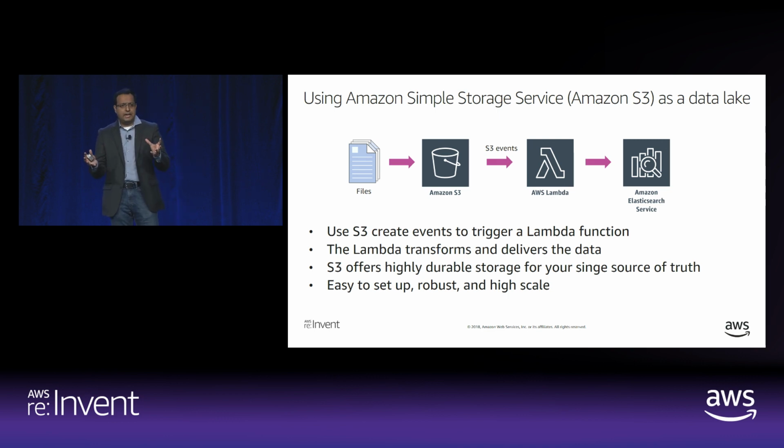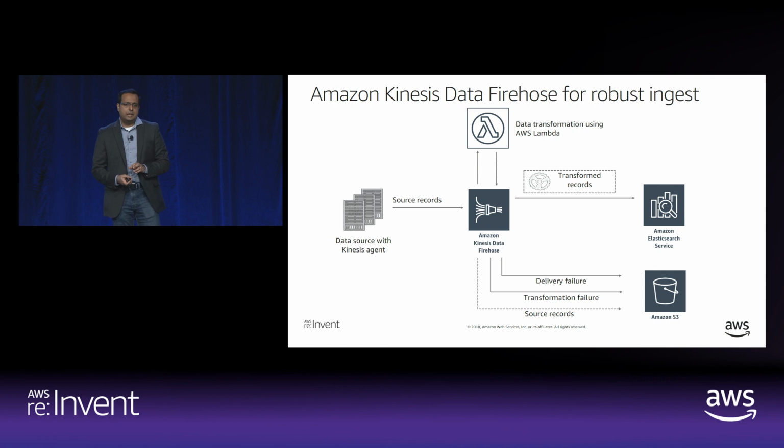Now, in your case where you have multiple data sources, multiple consumers, this is a great model. You can make sure all the data is in S3, and S3 forms a data lake, and then you can consume it. So this is one very handy tactic. The other key one is using Kinesis Data Firehose.